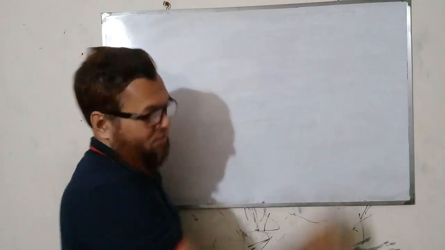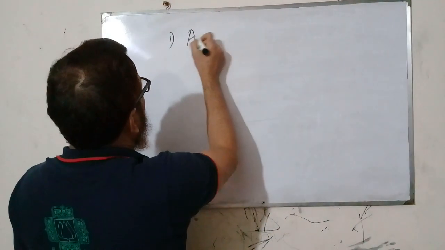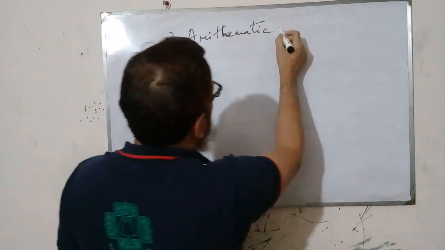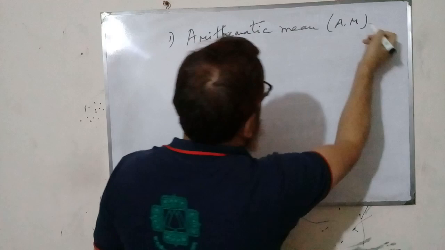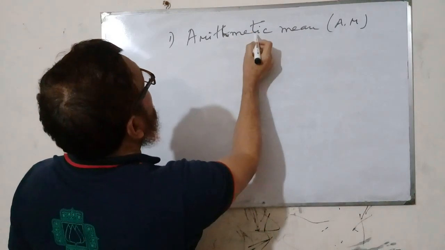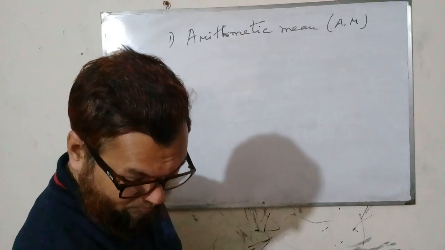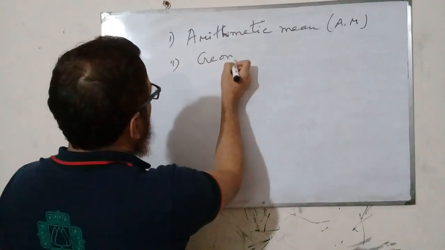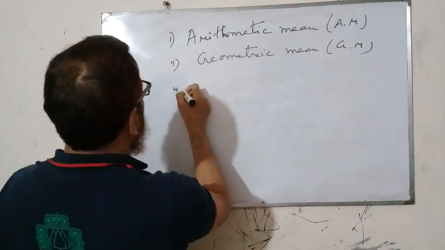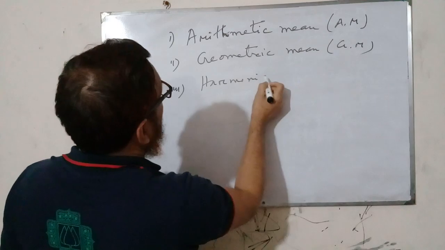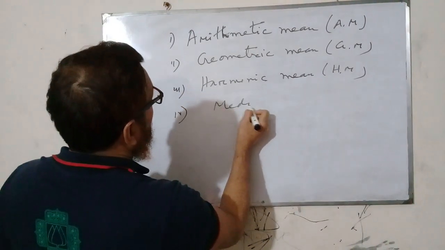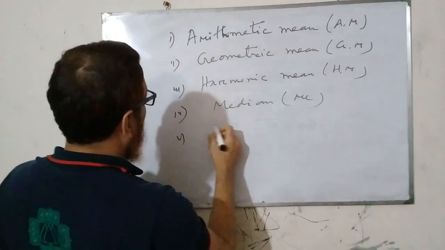Various measures of central tendency are: number 1, arithmetic mean, in brief AM; number 2, geometric mean, that is GM; number 3, harmonic mean, that is HM; number 4, median; number 5, mode.